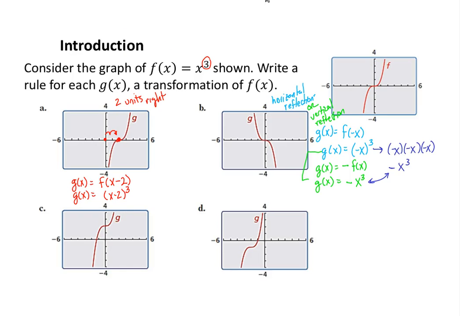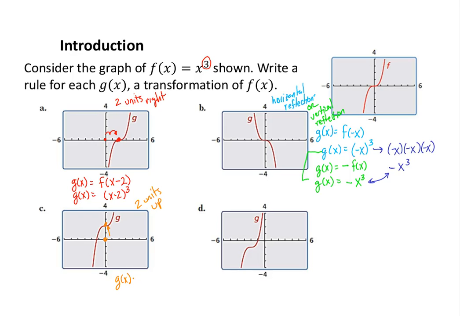For letter C, go orange, I got more colors to work with here. You can see we have the same shape of f, however, instead of that wiggle point happening at the origin, now it's been shifted up 2 units. So we are 2 units up.